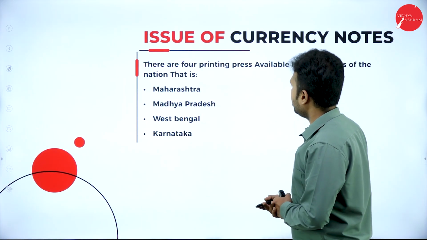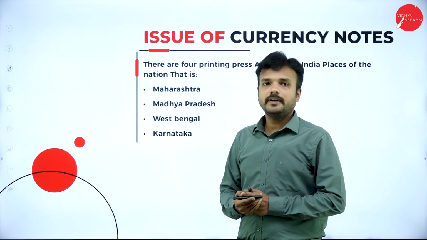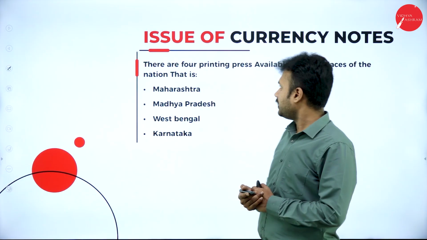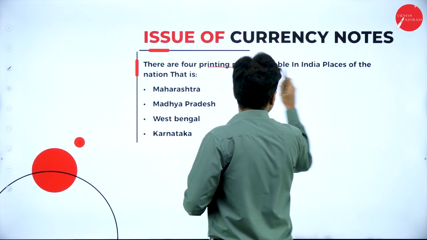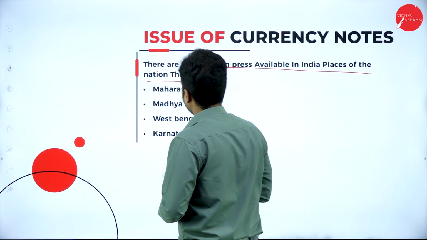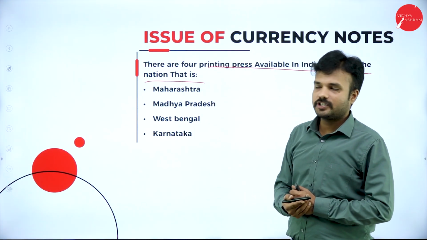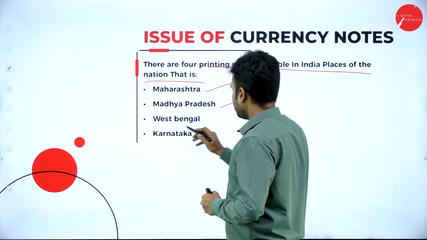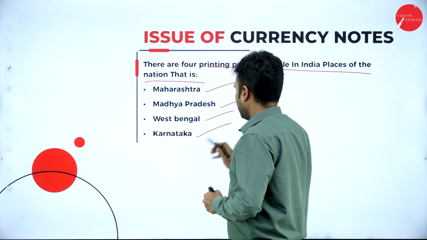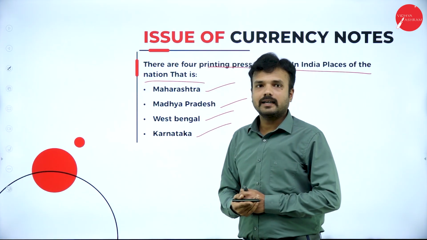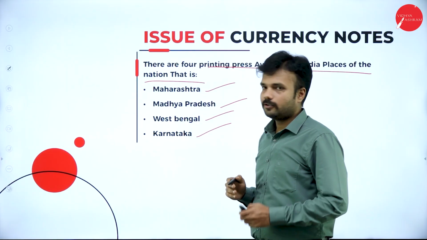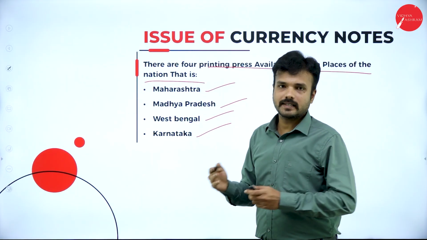Issue of currency note. The Reserve Bank of India is the only authority to issue the currency note in our country, right? There are 4 printing presses available in India in 4 different locations. Number 1, Maharashtra. Number 2, Madhya Pradesh. Number 3, West Bengal. Number 4, Karnataka, located in Mysuru. So in 4 places they print the currency notes and coins.